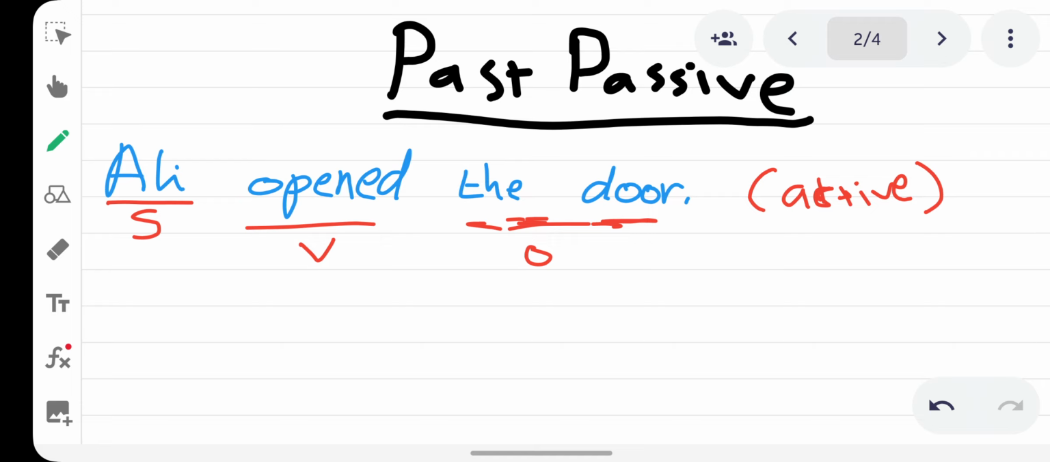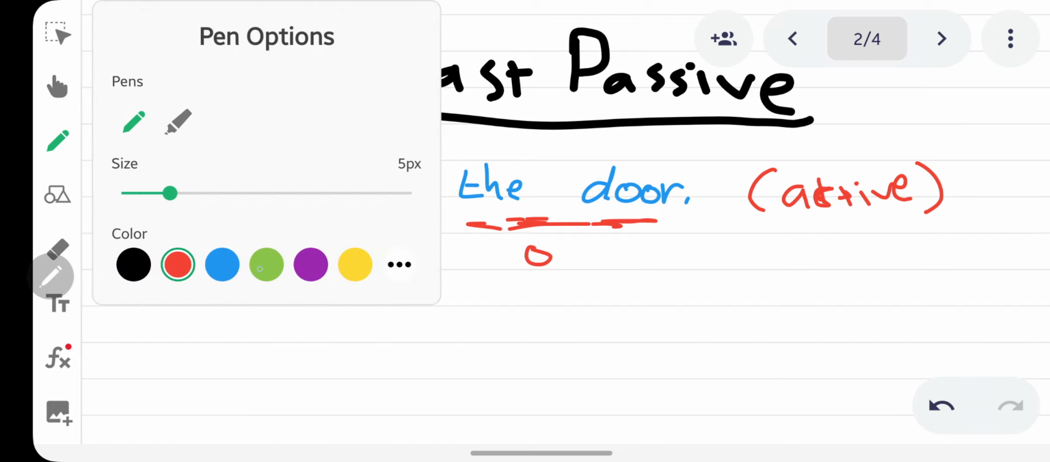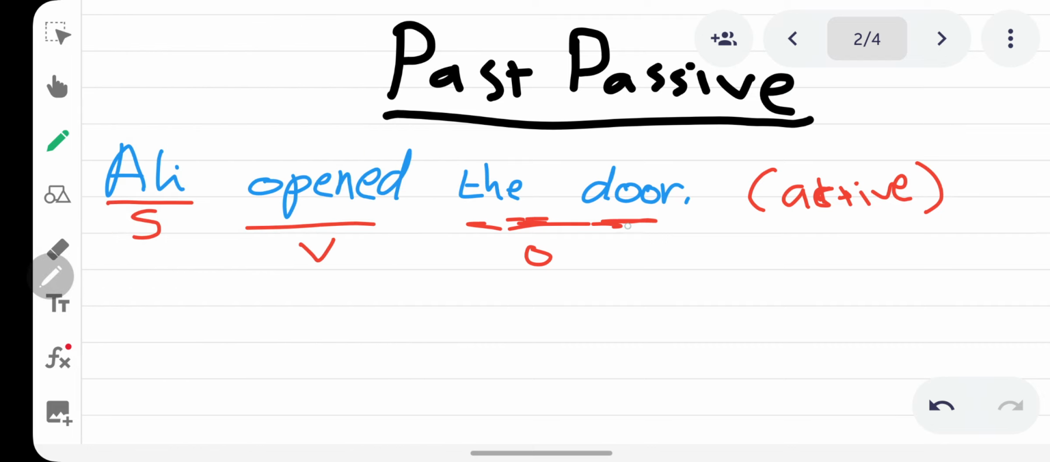Now we want to change it into the passive voice, the past passive voice. Now look what is going to happen. First of all, the object of the sentence is going to be the subject, so it's going to be the door. Now we need an auxiliary verb or a helping verb for the door, because when we replace Ali as a subject in the active sentence, we need to do something also. So we need a helping verb which is in the past. So the door was.